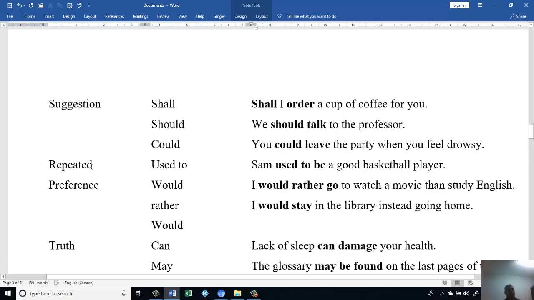When used for repeated action in the past, you could use used to. Sam used to be a good basketball player. Or sometimes for preference, we say would rather or would. Sometimes we say would rather or would, both of them have the same meaning. I would rather go to watch a movie than study English. If you look here, we have would rather, then we use the root of the verb go to watch a movie. I would stay in the library instead of going home.